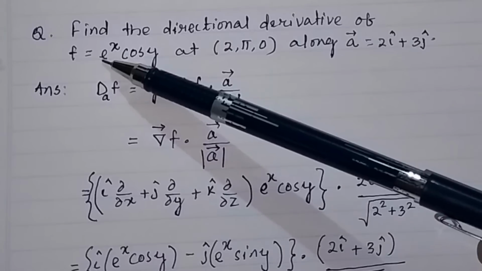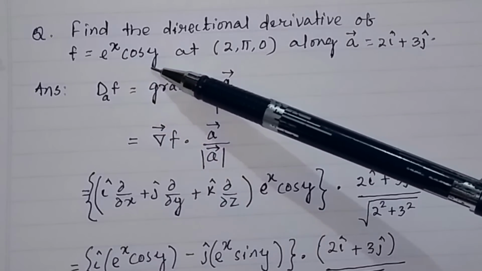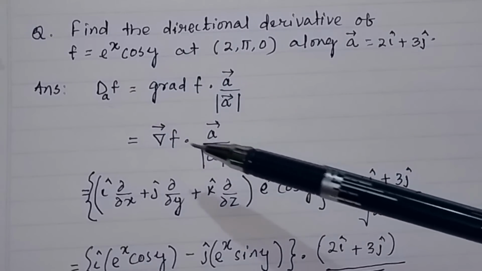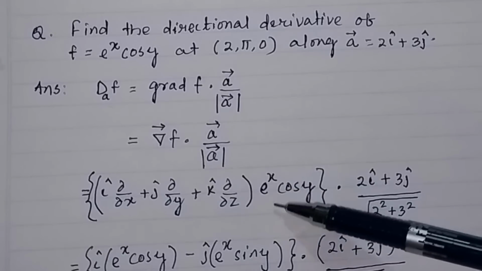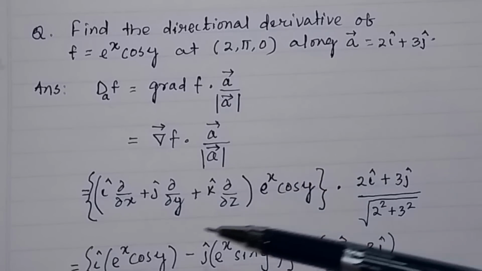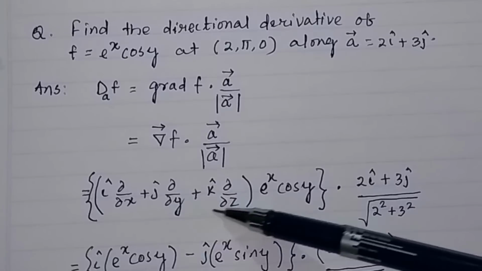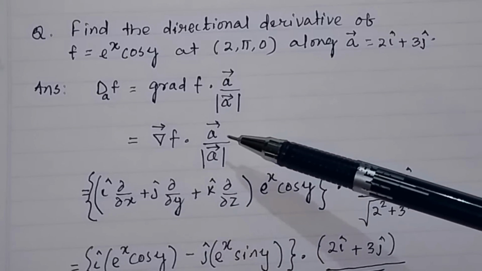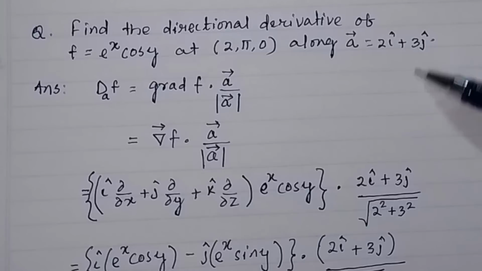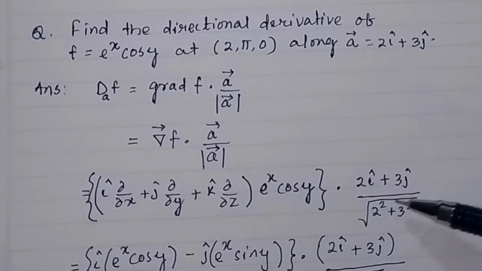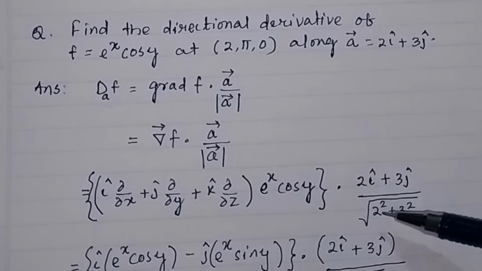And the given scalar function is e to the power x cos y. So here f is equal to e to the power x cos y. So we have to take the partial derivative of this scalar function with respect to x, then y, then z. And the given vector a is 2i cap plus 3j cap, and we divide by the magnitude of the vector a, that is the square root of 2 squared plus 3 squared.